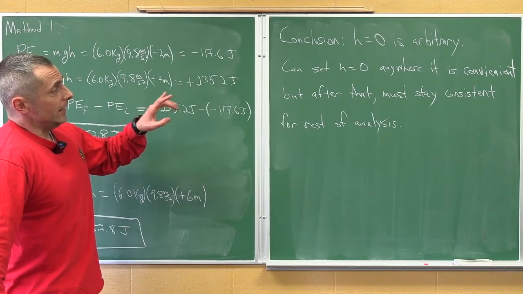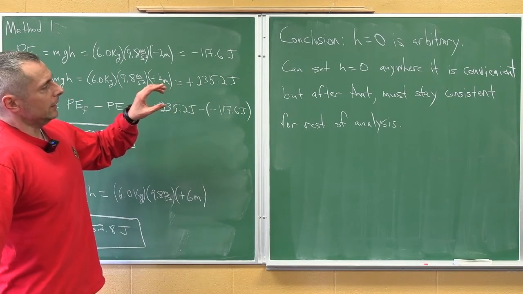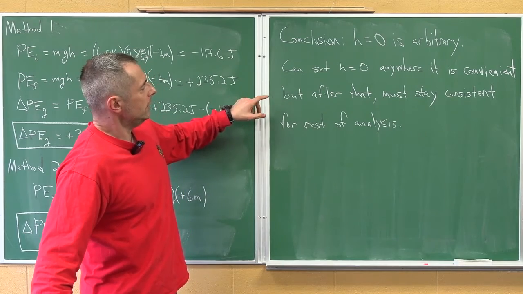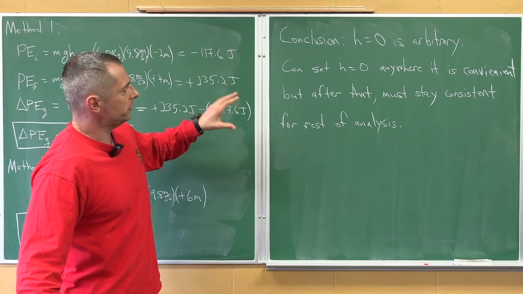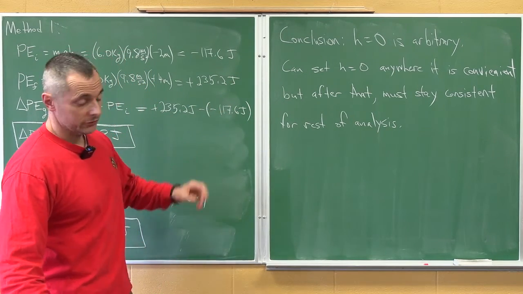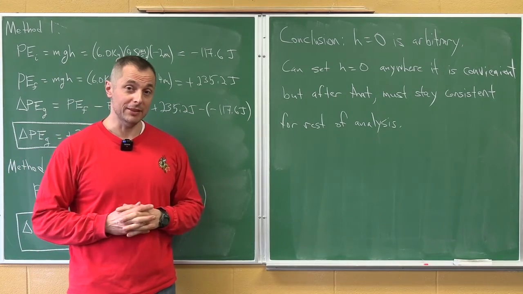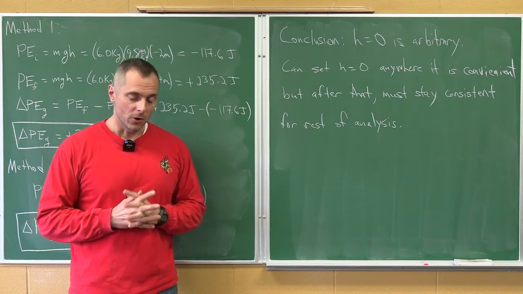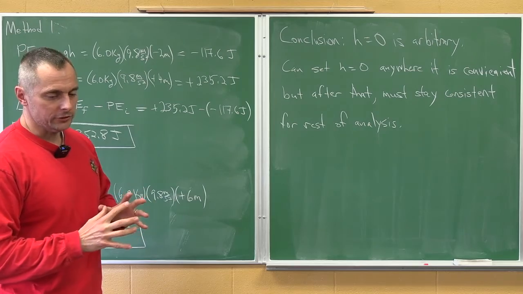So you can set h equals 0 arbitrarily, anywhere it is convenient, but after that you must stay consistent for the rest of the analysis. Let me give you a chance to copy that down. Okay, so that's gravitational potential energy.